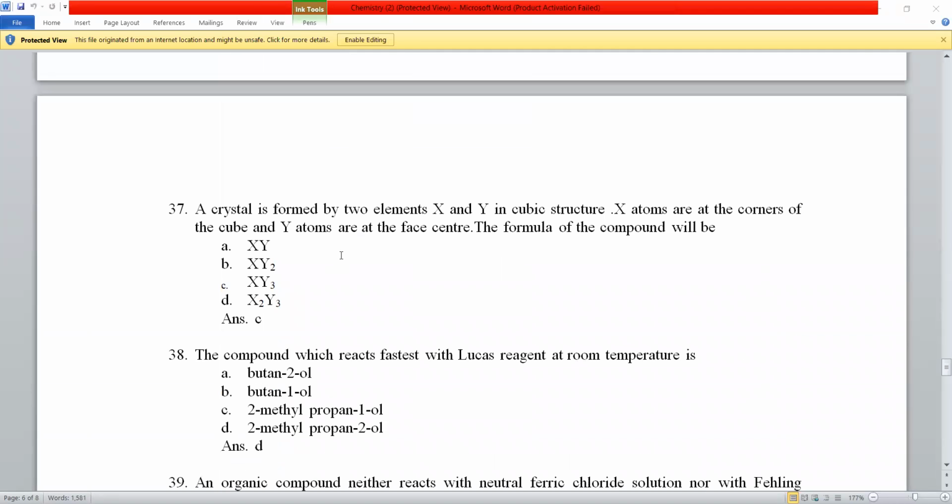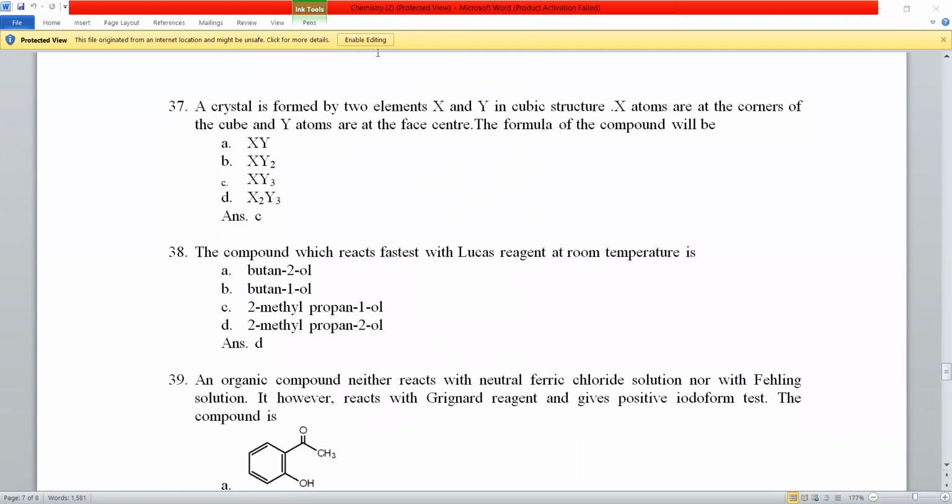Next, question number 37. A crystal is formed by two elements X and Y. X atoms are at the corners. So we know very well, how many corners are present? 8 corners are present per cube, and how much part belongs to the cube? 1/8 part belongs. So on simplification, we get only 1 present.